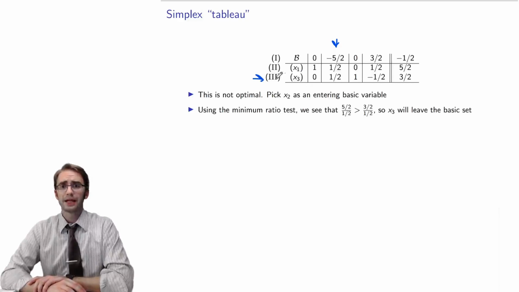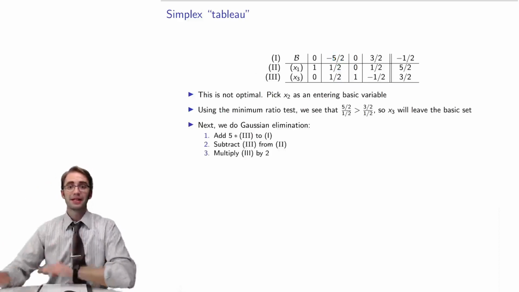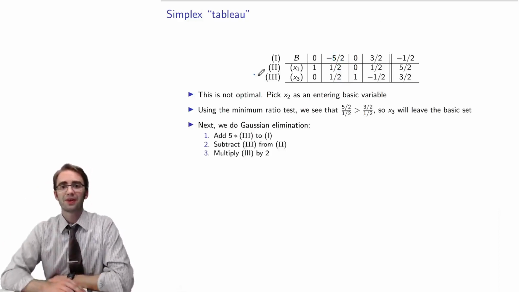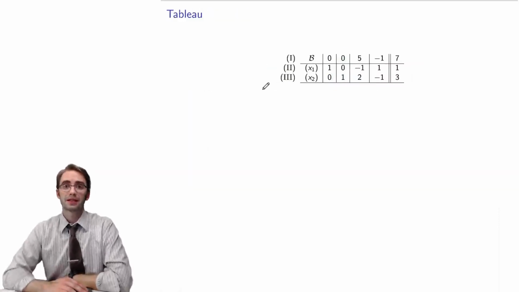It means that x2 is going to enter, which means I want a 1 down here. So x2 is entering, x3 is leaving, which means I want a 1 right here, and then I want zeros here and zeros here, or a 0 in each of those two entries. Okay, so you do your Gaussian elimination. You add 5 times the third row to that first row to zero out that 5 halves. You subtract the third row from the second row to get rid of that 1 half, and then you multiply that third row by 2 to turn this 1 half into a 1. Alrighty, so you do that, and now you've got a tableau that looks like this.